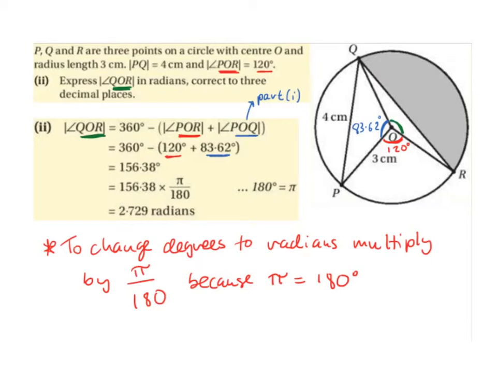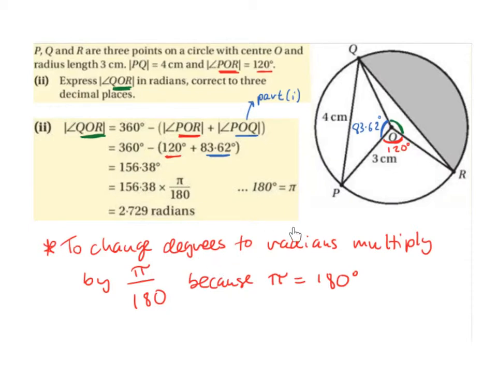So we're told in the question that the angle POR is 120 degrees, so I've drawn that in there, 120 degrees in red. We worked out in part 1 that the angle QOP is 83.62 degrees, so I've drawn that in blue. So taking them away from 360 degrees leaves us with 156.38 degrees. So the angle in green is 156.38 degrees.